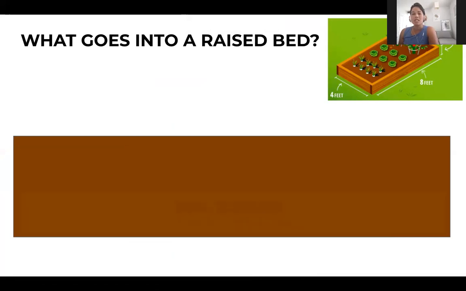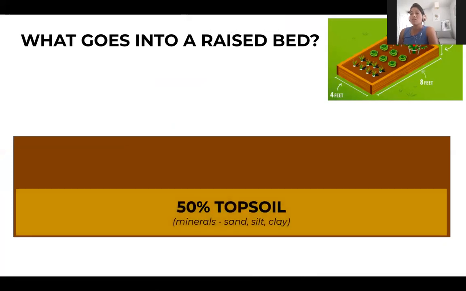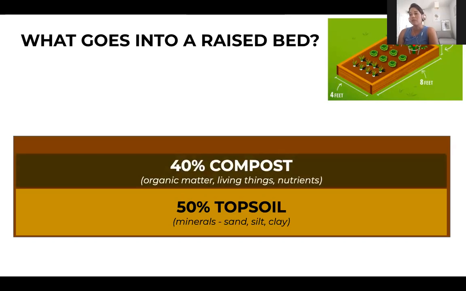50% topsoil. You just don't want to get construction grade soil, but topsoil is good because it will have the minerals that you need. And then 40% compost. So that's the humus, the organic matter, all the nutrients are in that compost. It could also be leaf mold that you add at this point, although that's less nitrogen than compost.